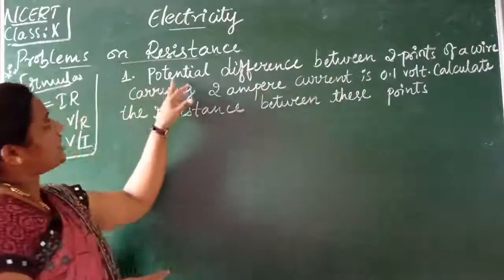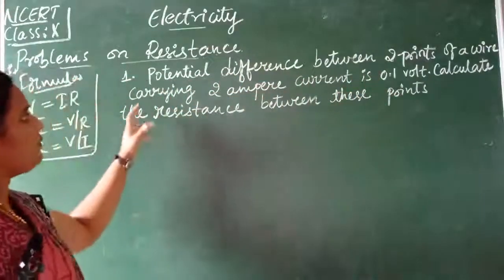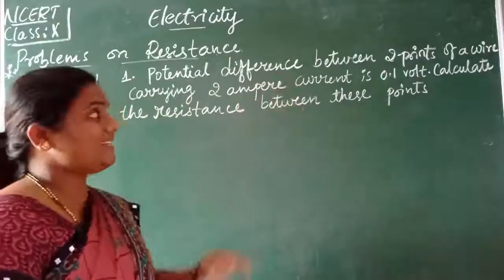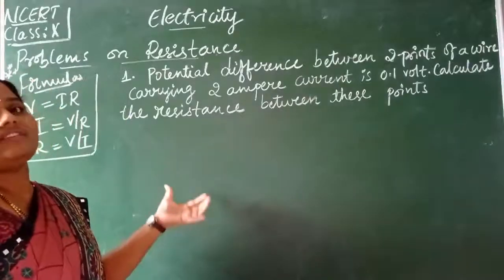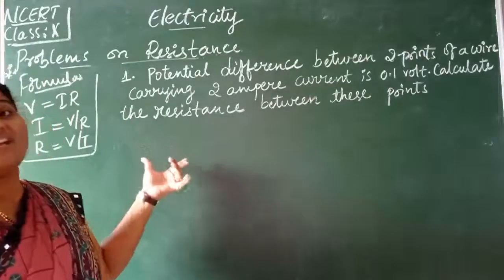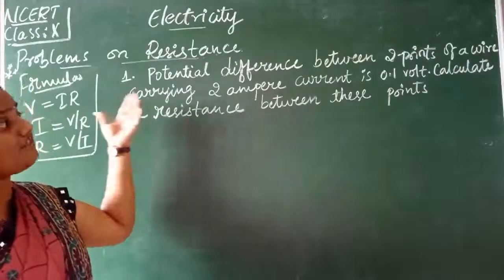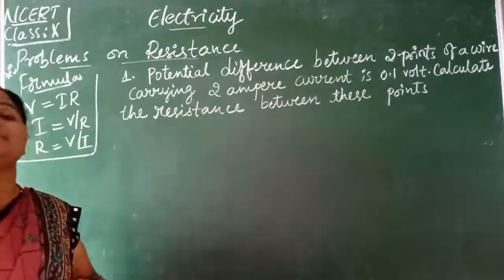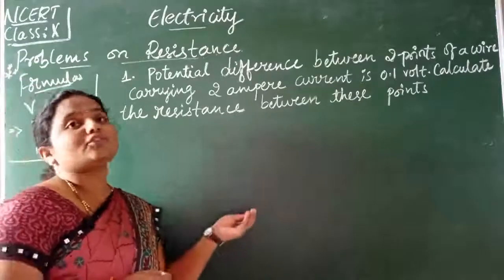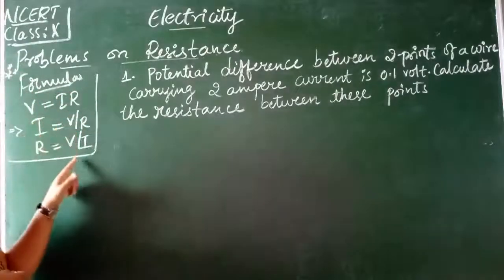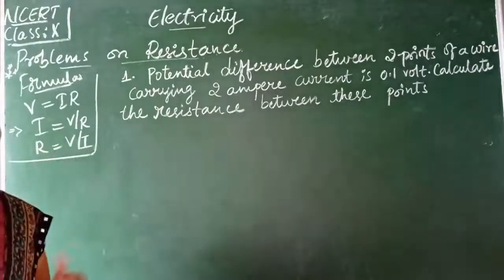Let us read the question. The potential difference between 2 points of a wire carrying 2 amperes of current is 0.1 volt. They are clearly telling here, children, the wire has a current of 2 amperes and a potential difference of 0.1 volt. Then for such a wire, calculate the resistance between these 2 points. They are asking us to calculate the resistance. So children, which formula do we have to use? We want resistance, so we need to use the resistance formula.